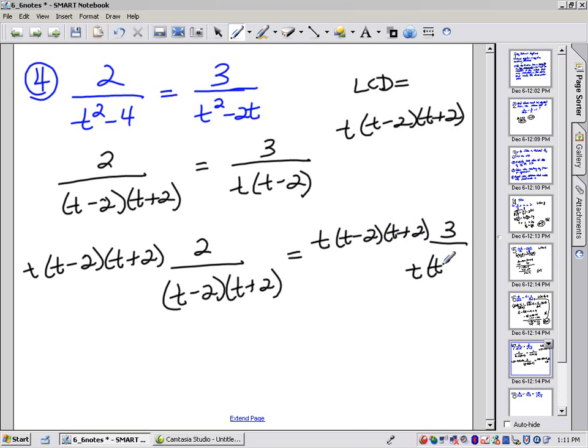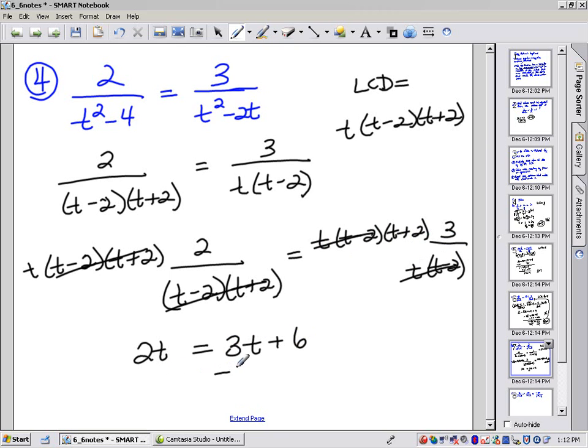I can fit it all in here. Okay, so now eliminating the common factors, the t minus 2 times t plus 2 is eliminated, so we have a t times 2, which is 2t. That's equal to the factors of t and t minus 2 are eliminated, so we have t plus 2 times 3, which is 3t plus 6.